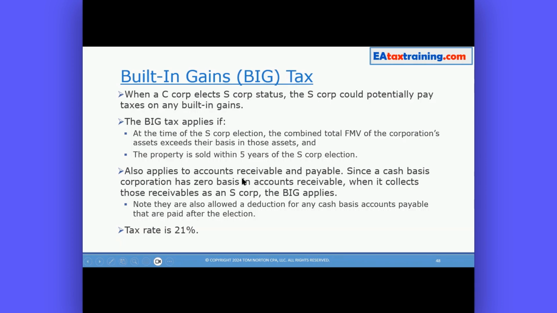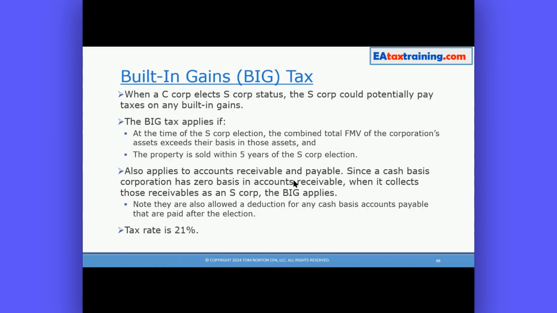Now, this big tax also applies to accounts receivable and payable. So if you have a cash basis corporation, then they have no basis in their accounts receivable, because when they created the accounts receivable, they did not include it in taxable income. So remember that, cash versus accrual. If you're cash basis and you sell something on credit to a customer, you don't recognize the income until the customer actually pays. So because of that, the corporation has no basis in any accounts receivable that they have. So the same rule is going to apply.